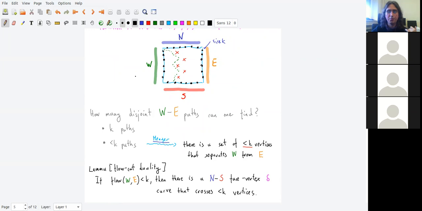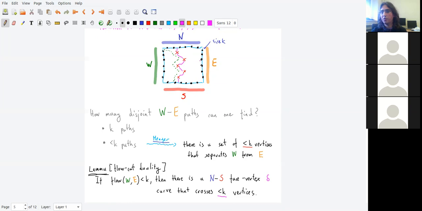Namely, later we will prove a lemma saying that this separator respects the topology in the following sense: that there is a face-vertex curve connecting north with the south, and crossing at most k vertices. Yeah. So the separator from Menger's theorem actually has a nice topological interpretation. It is like a boundary, a face-vertex curve crossing less than k vertices, and of course then it is a blocker for all the paths from west to east, because every west to east path needs to cross one of those.